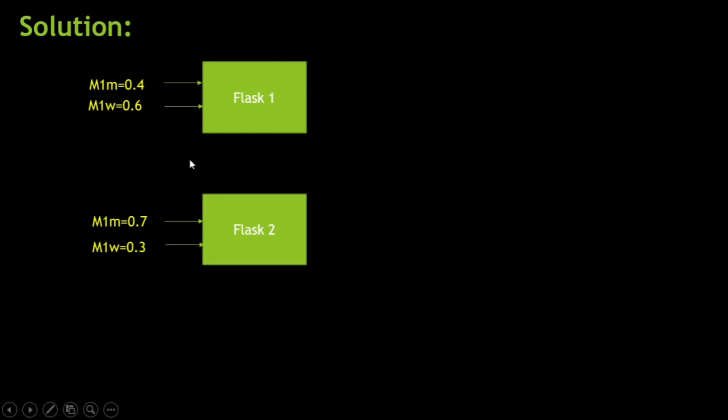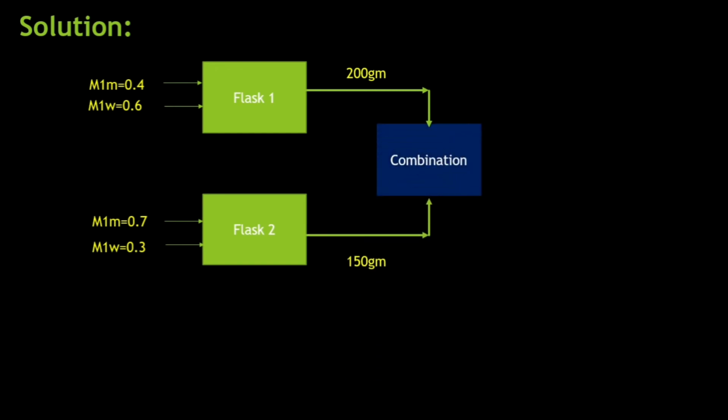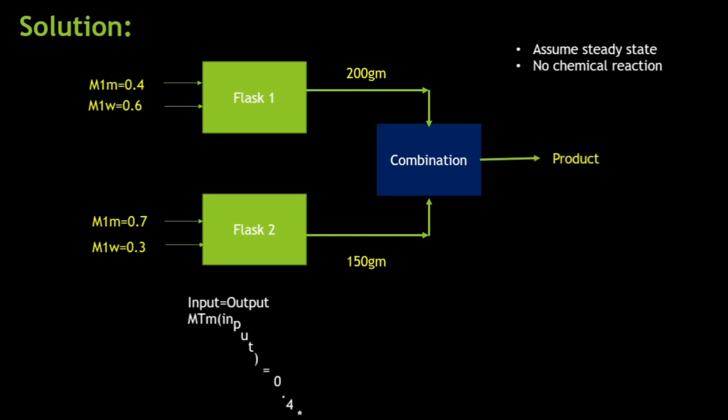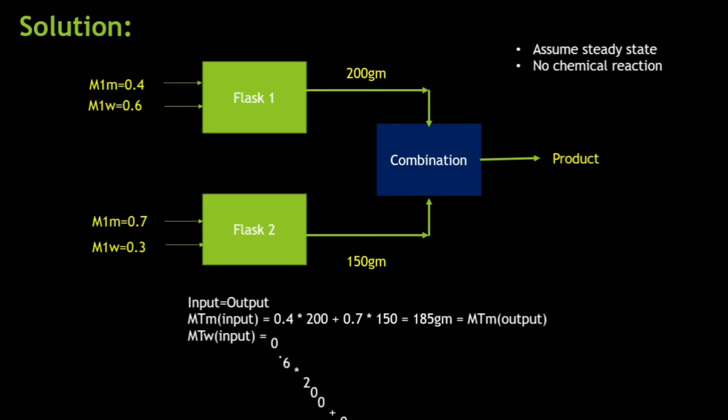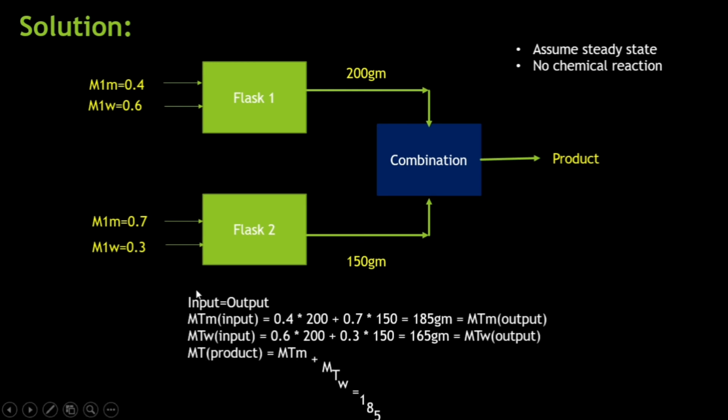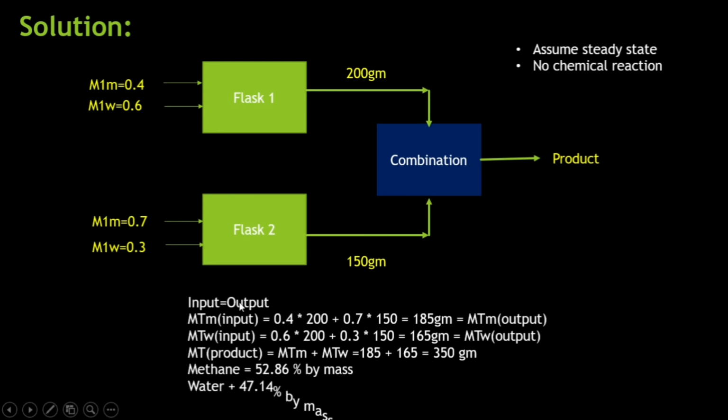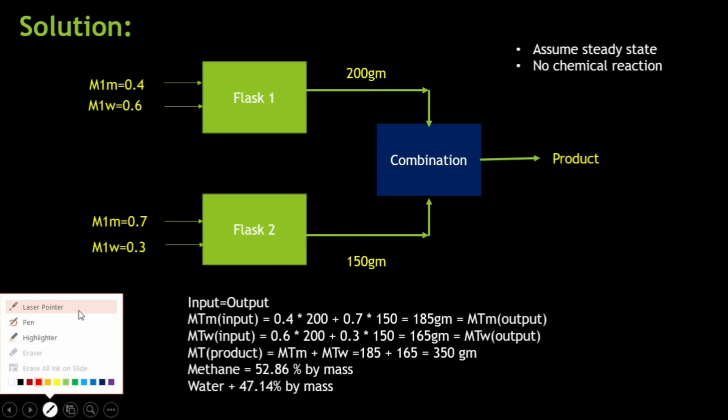Now what is told to you is that you are taking 200 gram from flask 1 and you are taking 150 gram from flask 2. You are making a combination out of these two and you get a final product. So assuming steady state condition and no chemical reaction, we can simply write a material balance equation: input should be equal to output. Let me first calculate the input.